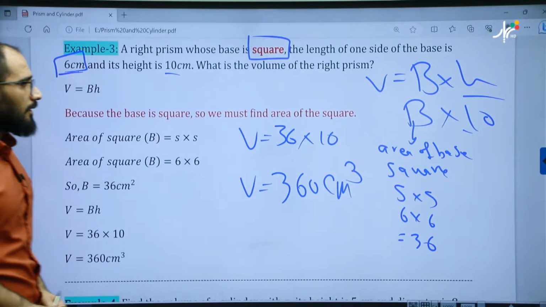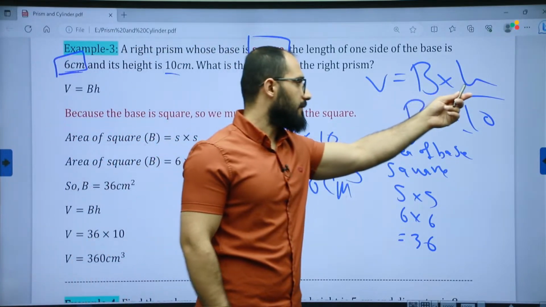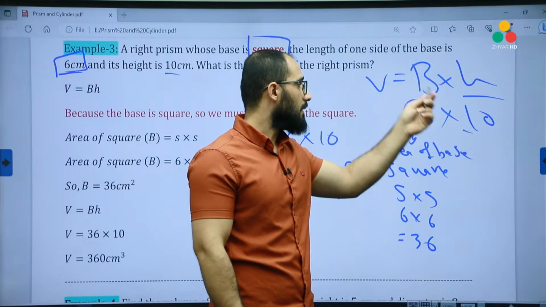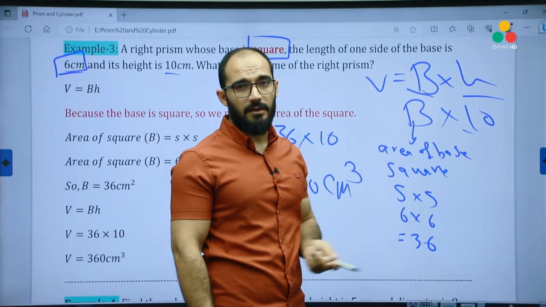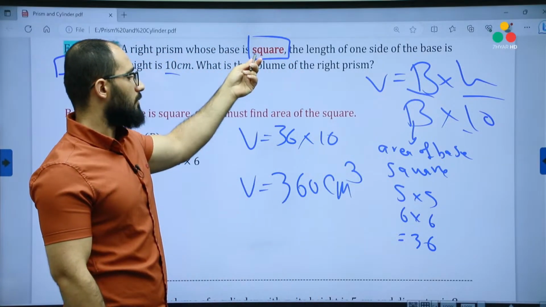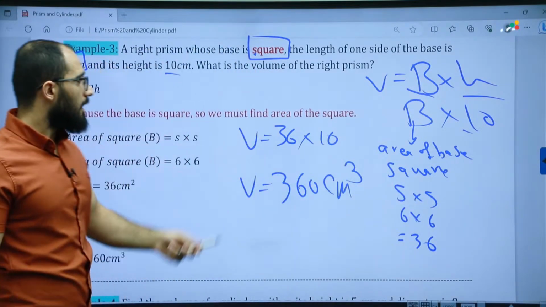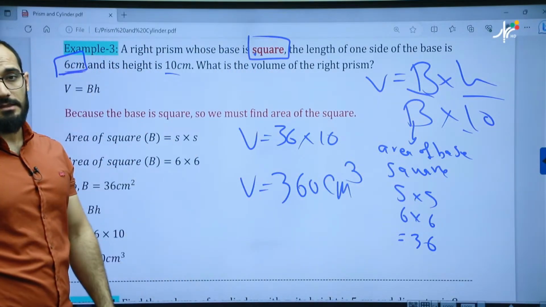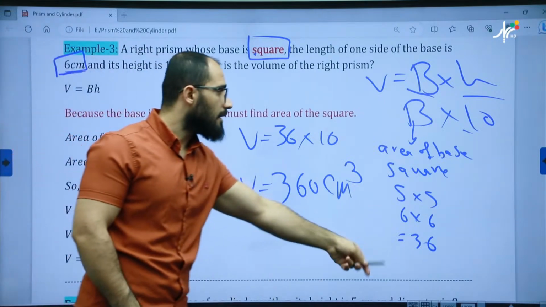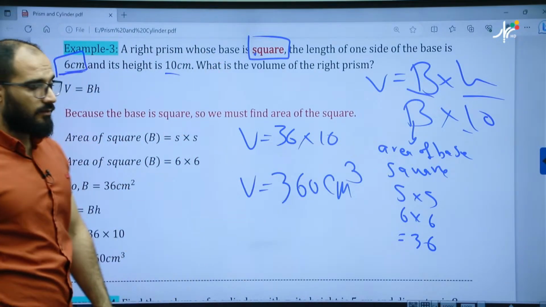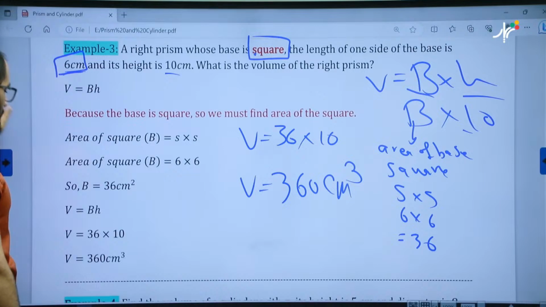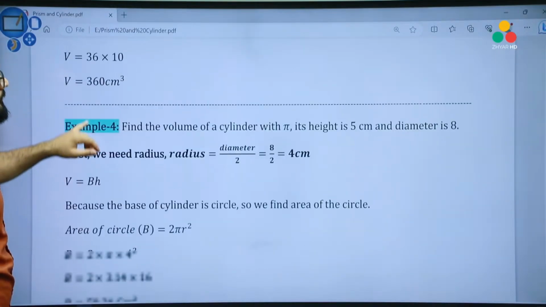It is volume. First, you have the height. Okay, we don't have to find it. Find the B. B is the base area. What is the base? Square. What is the area of a square? Side times side. What is the length of a side? 6. 6 times 6 is 36. Times the height is 360 centimeters cubed.